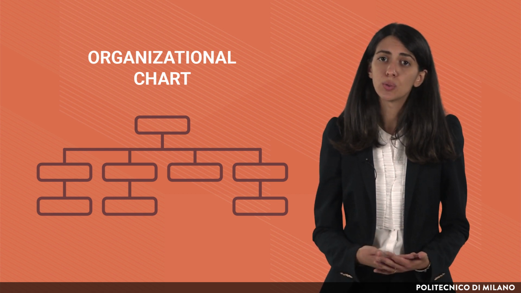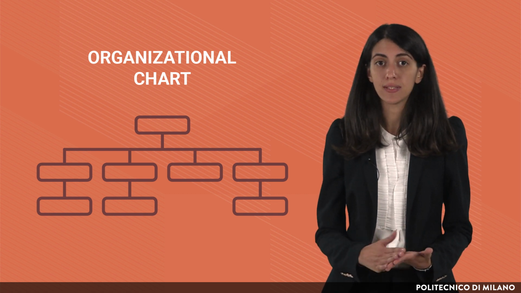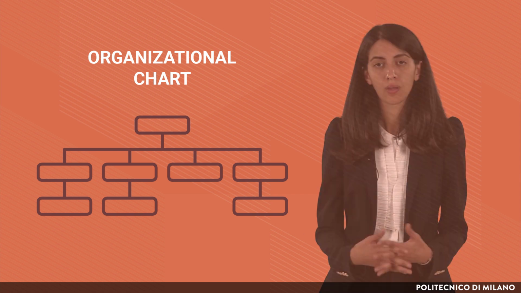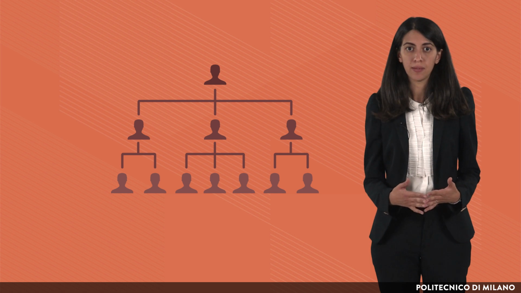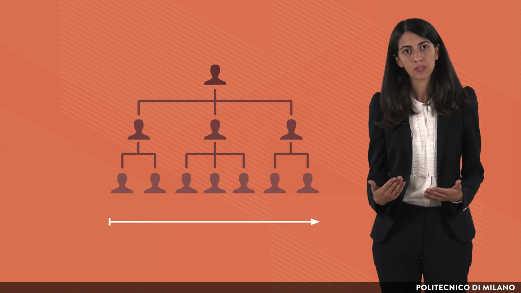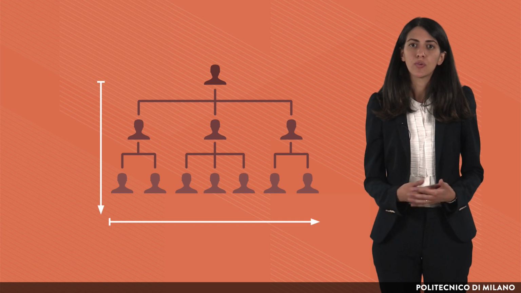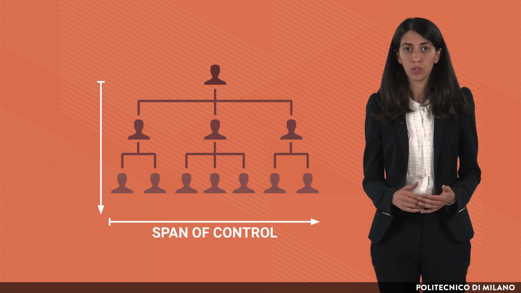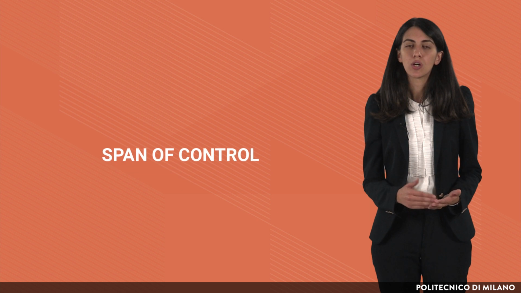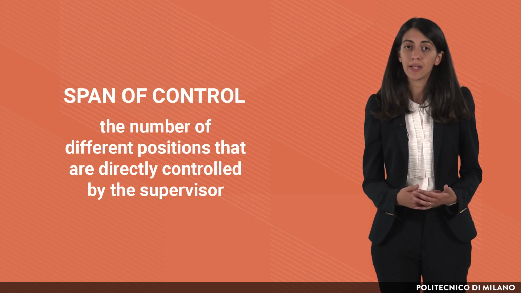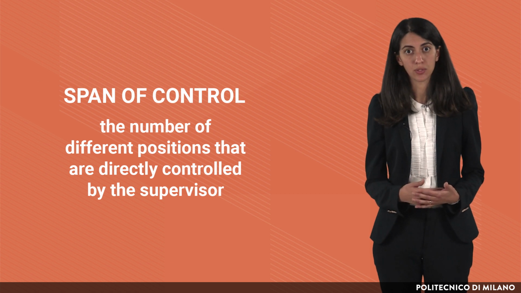It is a useful tool to represent the organizational choices and the organizational design of the company at the macro level. There are two key dimensions to define: the horizontal dimension and the vertical dimension. The horizontal dimension refers mainly to the span of control. Span of control is defined by the number of different positions that are directly controlled by the supervisor.